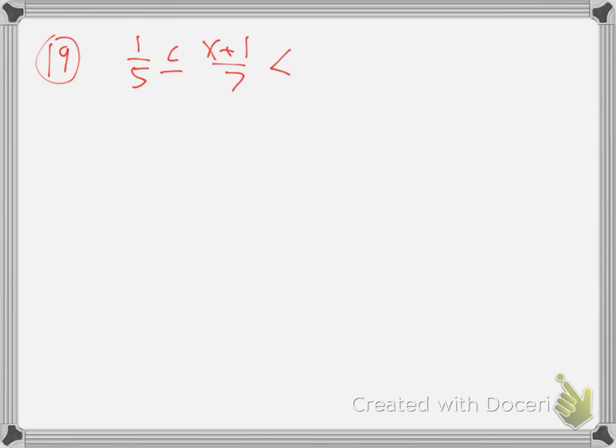One-fifth, x plus 1 over 7/8. Okay. Is that a 7 under the x plus 1? Yeah, it is. Okay. Yeah, so we've got to get rid of those fractions. How are we going to get rid of all those fractions?